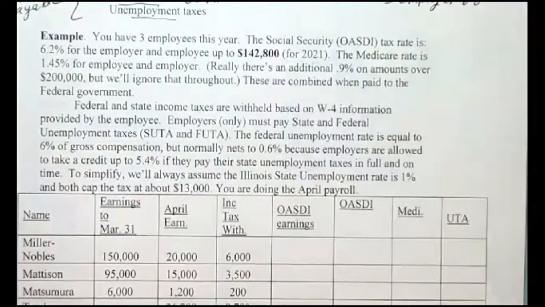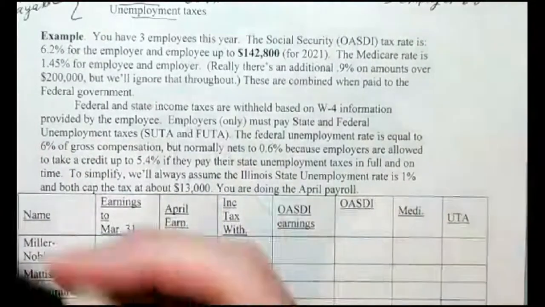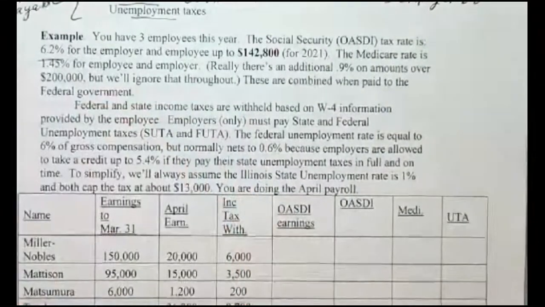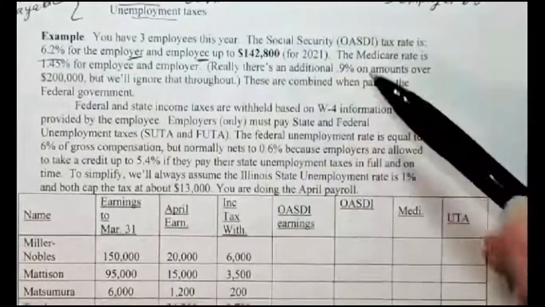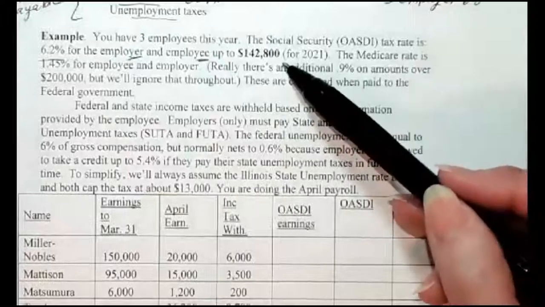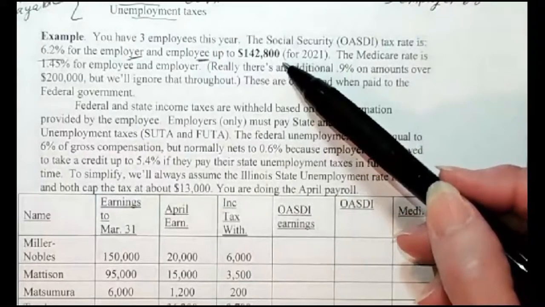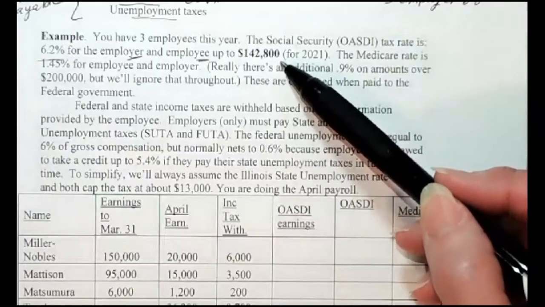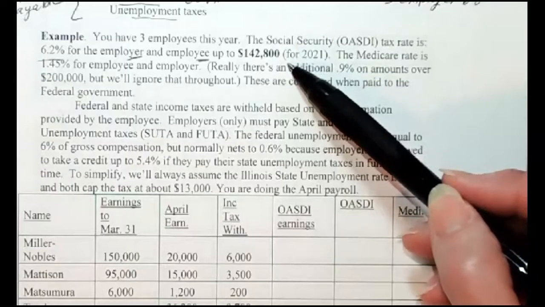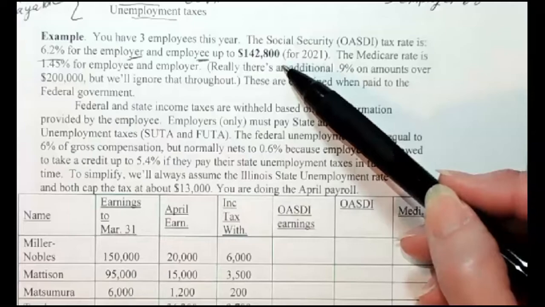We got 3 employees. Social Security rate, and this is the true rate, is 6.2% for both the employer and the employee. But there's a cap, and this year it's 142,800. In book problems, be real careful because this changes every year. Amazingly, it goes up. And so the problems in the book will more often than not have just a different number. The book was written probably 2-3 years ago.